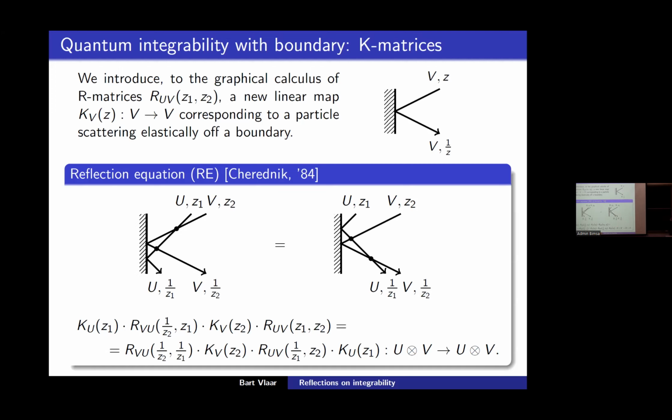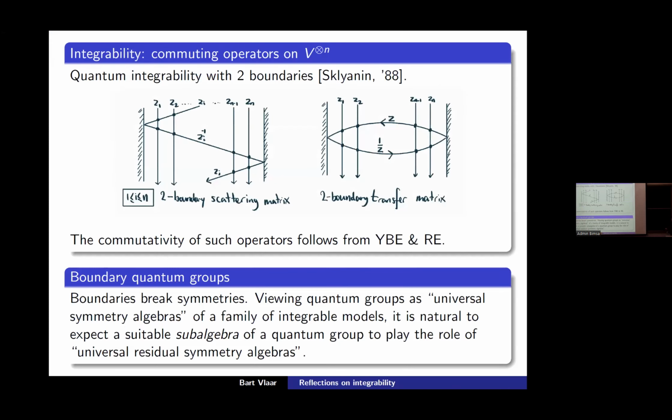And the solutions of this equation are called K matrices. And the name K is simply because this picture looks like a K. This is simply the reason why it's called a K matrix. Okay, and then you can also form these commuting operators on a big tensor product. And so here are the pictures, a scattering matrix and a transfer matrix. And then the question is, how do I create solutions of such equations? Suppose I already know the R matrix. How do I then find this extra ingredient, the K matrix?